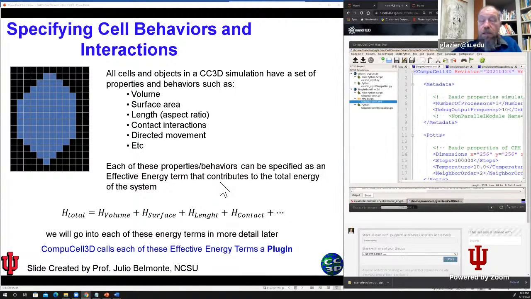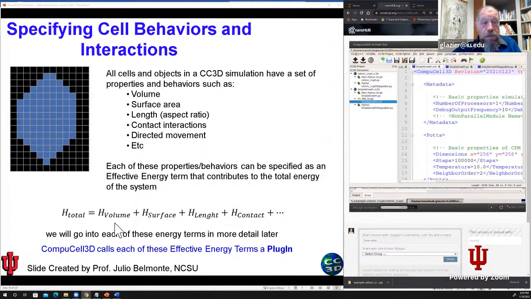And so we're going to see a lot of times properties or behaviors of the cells represented as what we call effective energies. The model specification will essentially consist of writing down a long list of effective energies that implement the behaviors that you want.